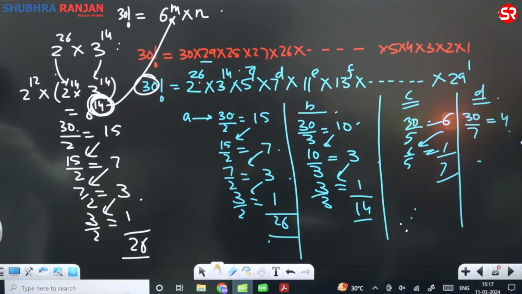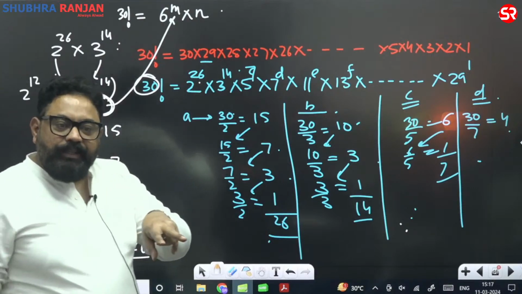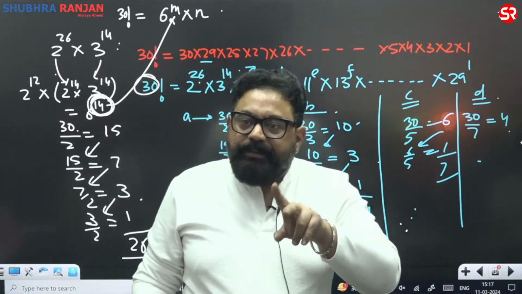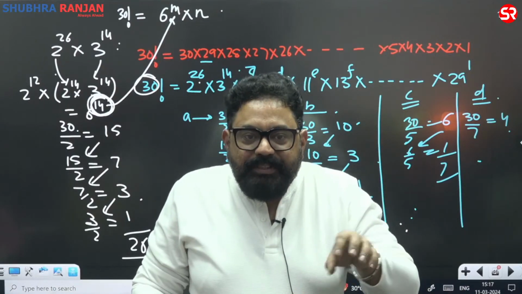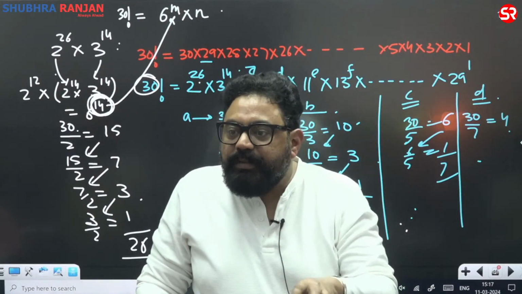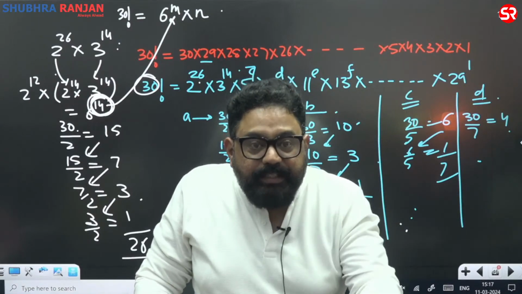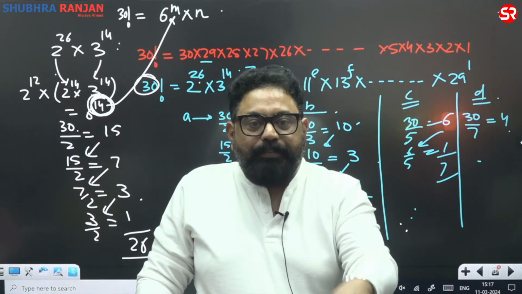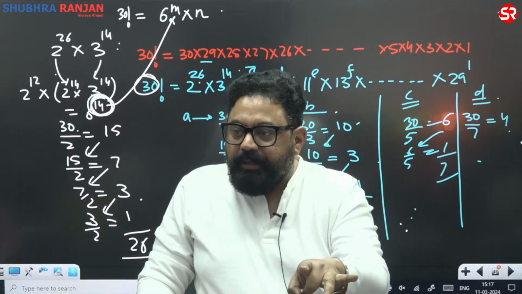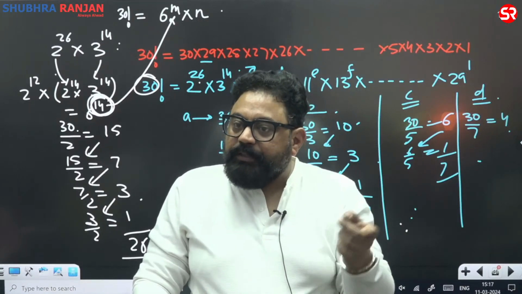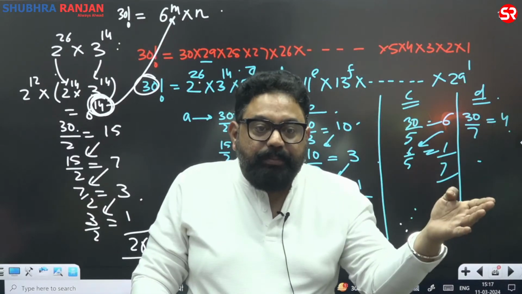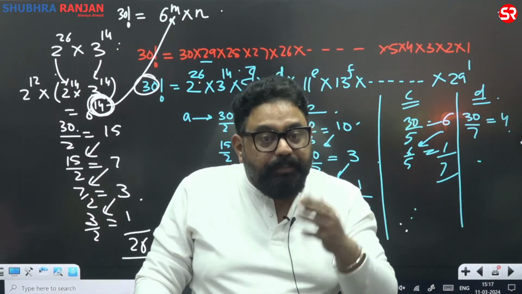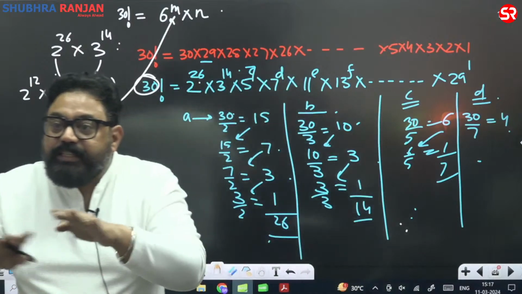Look, whenever a composite number is a combination of prime numbers, please listen to me, combination of prime numbers, then the prime number with the lower value, lower power is the answer. It is a combination of 2 and 3. 2 has 26 parts, 3 has 14 parts. So 3 to the power 14 would combine with 2 to the power 14 to make 6 to the power 14. After that 3 is consumed.